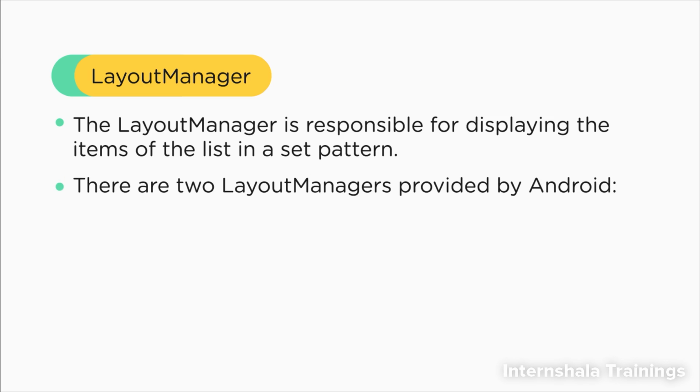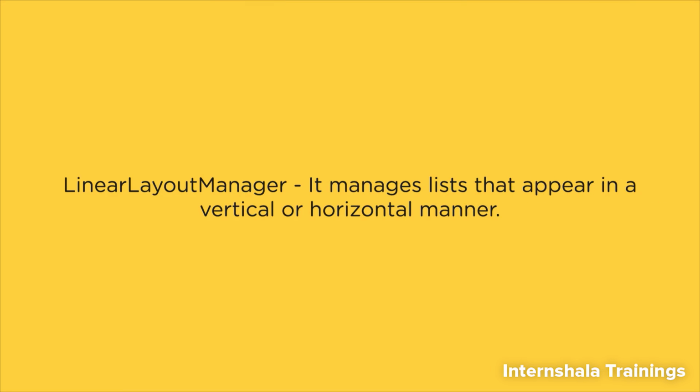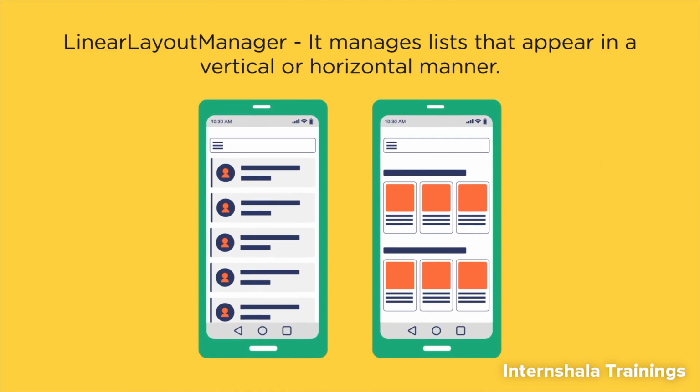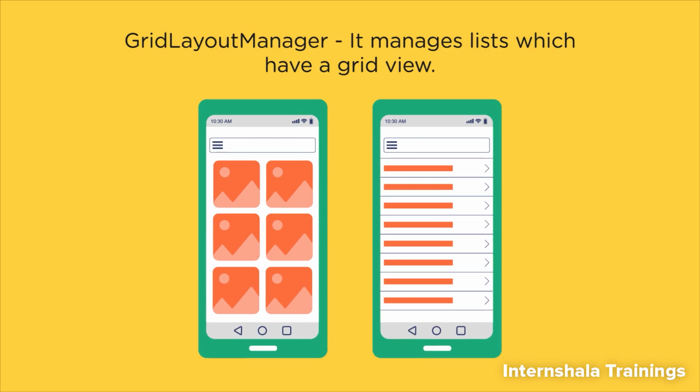Now, there are two layout managers provided by Android. One is the linear layout manager and the other is the grid layout manager. The linear layout manager manages lists that appear in a vertical or horizontal manner, such as these, while the grid layout manager manages lists which have a grid view, such as this one. So that was all about the layout manager.